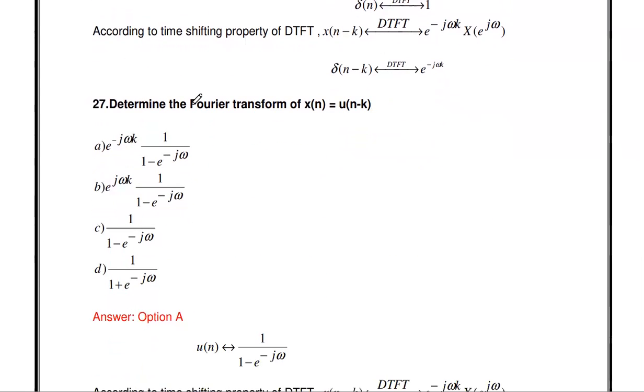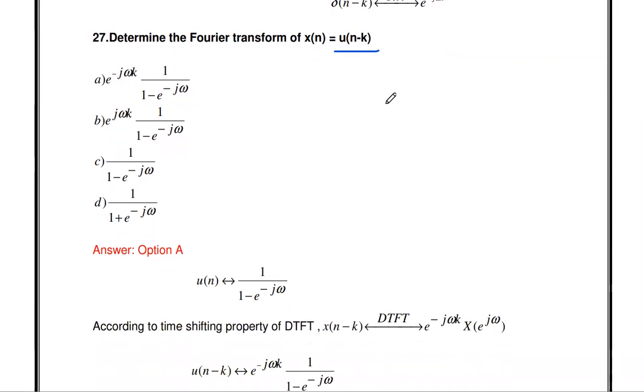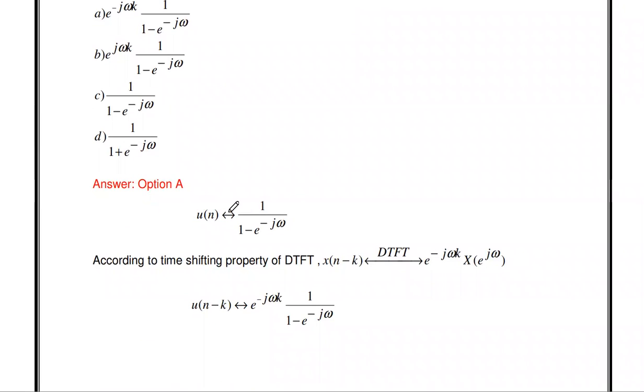Okay. Then determine the Fourier transform of x(n) equal to u(n-k). So the unit step signal shifted by k amount. Okay, so using the time shifting property only, we are going to solve. So you see, we know that the base signal u(n) has the DTFT 1/(1 - e^(-jω)).